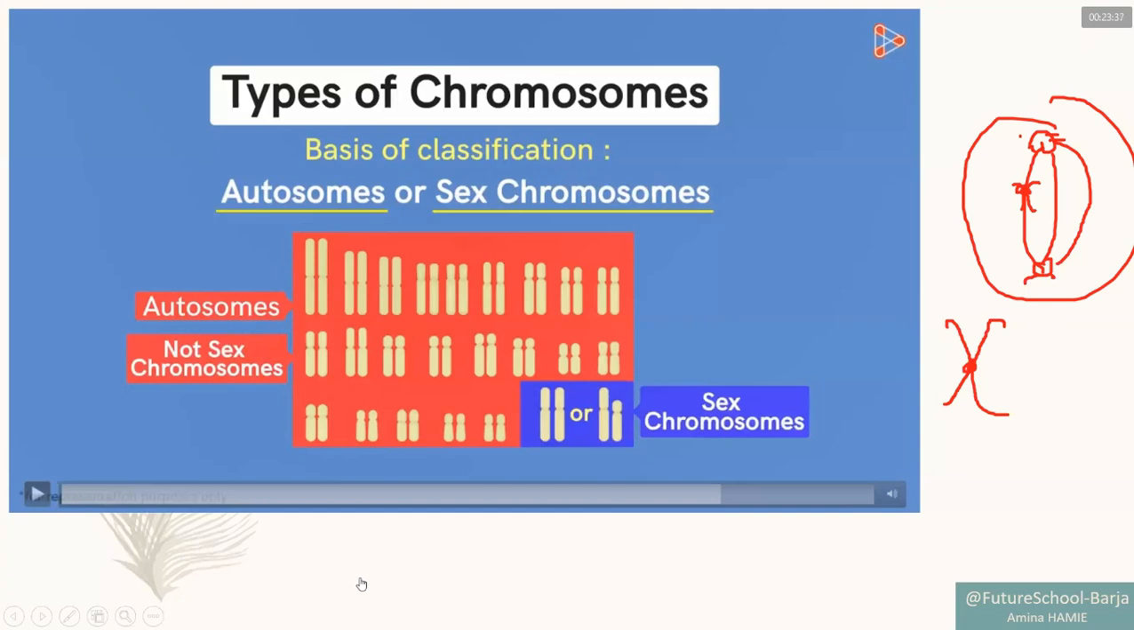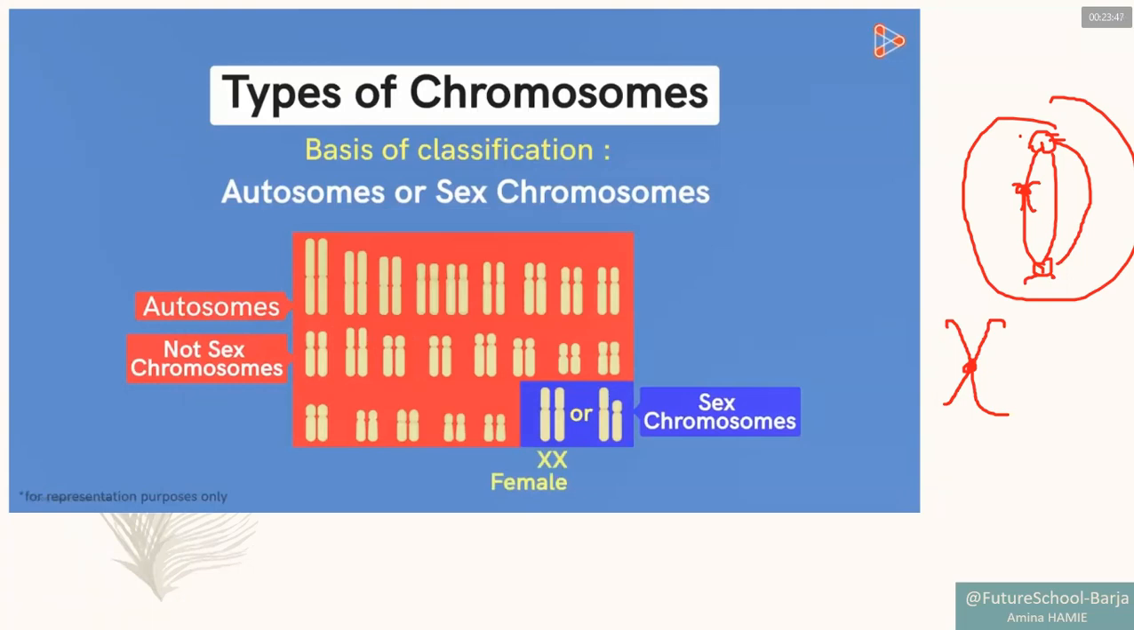So, if both are identical, that is X and X, then the individual is a female. And what if both are different? In such a case, when one chromosome is X and the other is Y, the individual is a male. This pair is the sex chromosomes. So the chromosomes which help in determining the sex of an individual are sex chromosomes, also called allosomes or gonosomes.